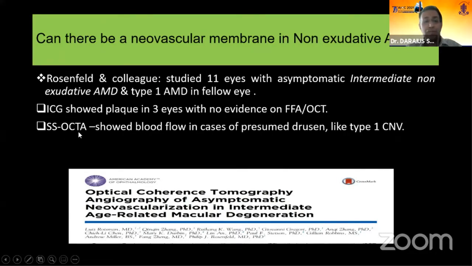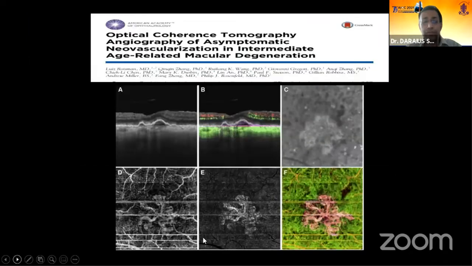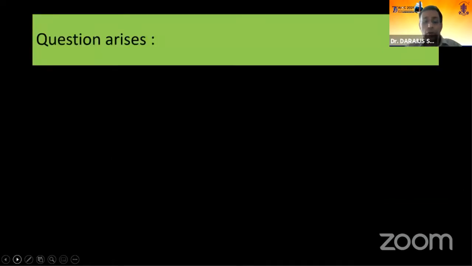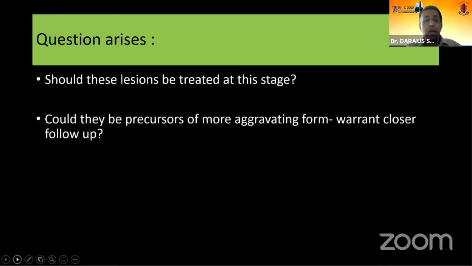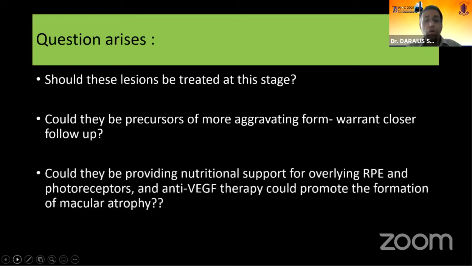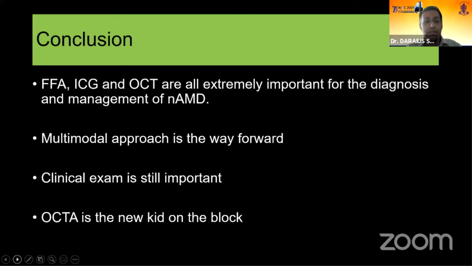What is very interesting is the swept source OCTA showed blood flow in these presumed drusen, and the blood flow resembled this. You can see beautifully this is highlighted in a different color, this pink color CNVM. So the point now is whether these should be treated or not. There's a lot of debate going on about this question currently. Could they be precursors of a more aggressive form, warranting closer follow-up? Or could they be providing nutritional support for the overlying RPE and photoreceptors? That's something which can be discussed and debated.